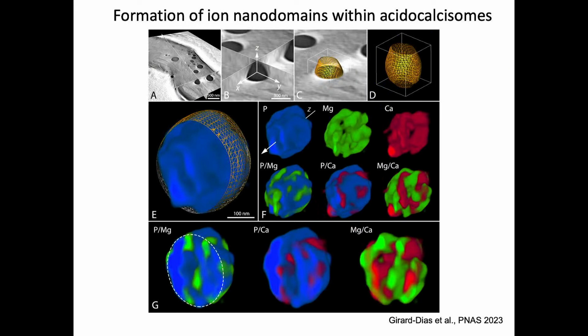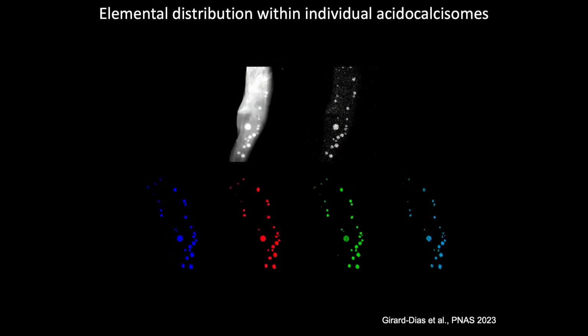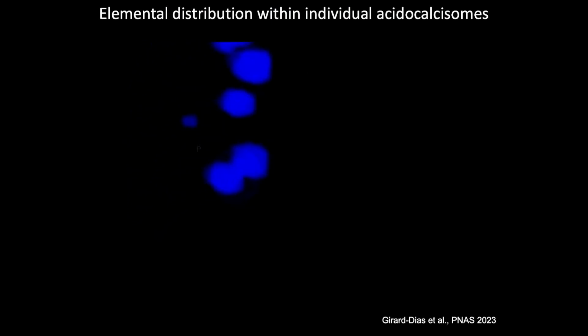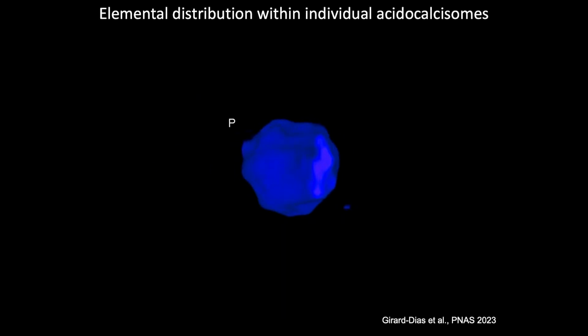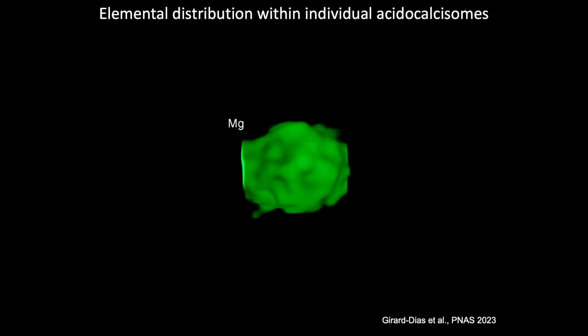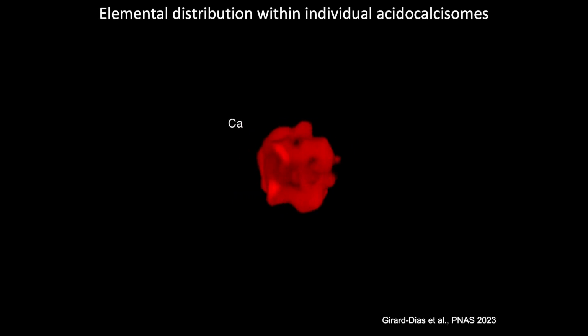And to our surprise, when we reconstructed this data, we saw that the elements inside the acetylcalcosomes are not really a homogeneous matrix, but we saw the formation of nanodomains inside the acetylcalcosomes. And the divalent cations almost exclude themselves. So here we see the phosphorus map, magnesium, and see how magnesium, then calcium in red, and see how they just exclude each other. So we saw the formation of nanodomains inside the acetylcalcosomes.